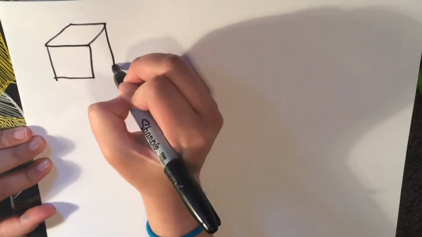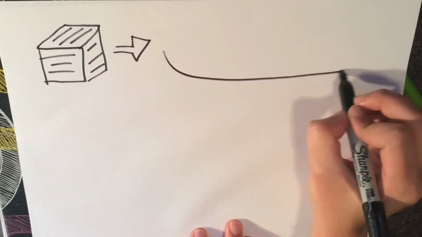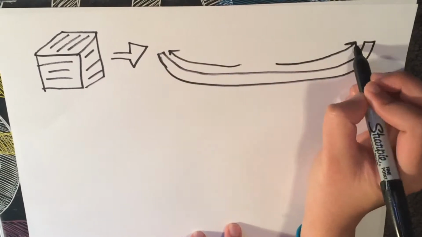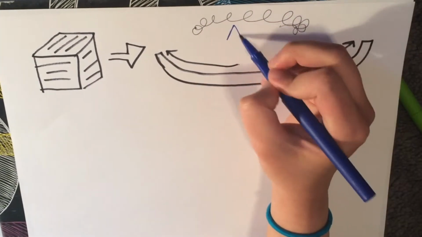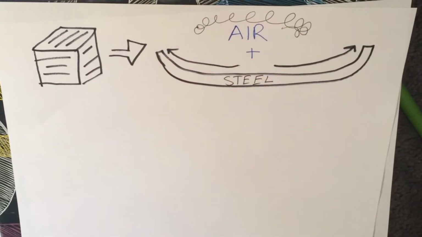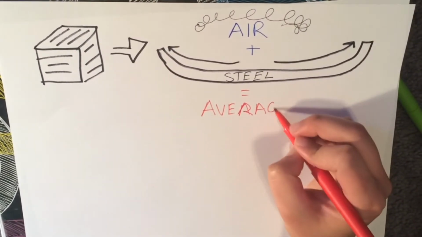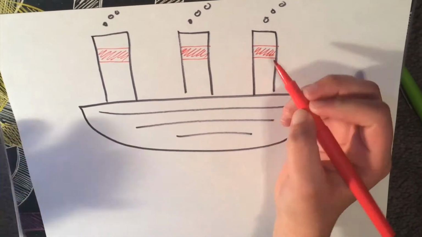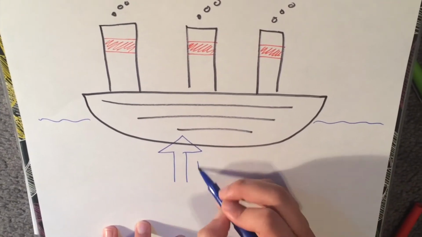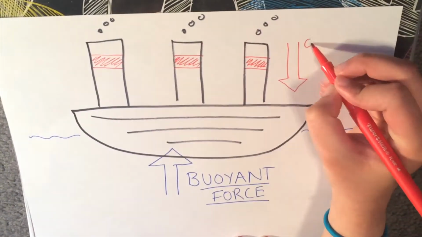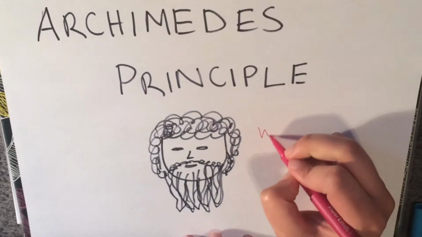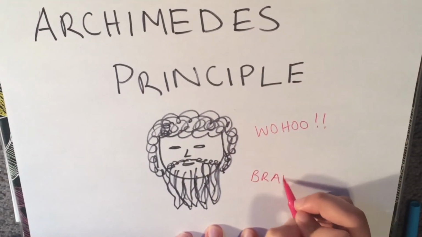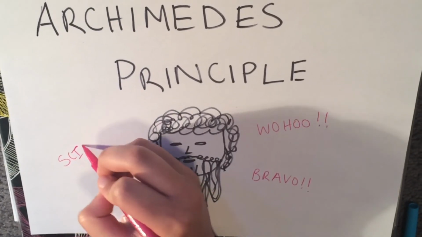But a steel ship floats because the steel is flattened and shaped in a way to reduce the average density of the ship. The average density of the boat is a combination of air and steel and is very light compared to the average density of water. Therefore, the buoyant force is greater than the gravitational force acting upon the ship, and it floats. So, thanks to Archimedes, we now know why big ships float, even though small rocks sink.